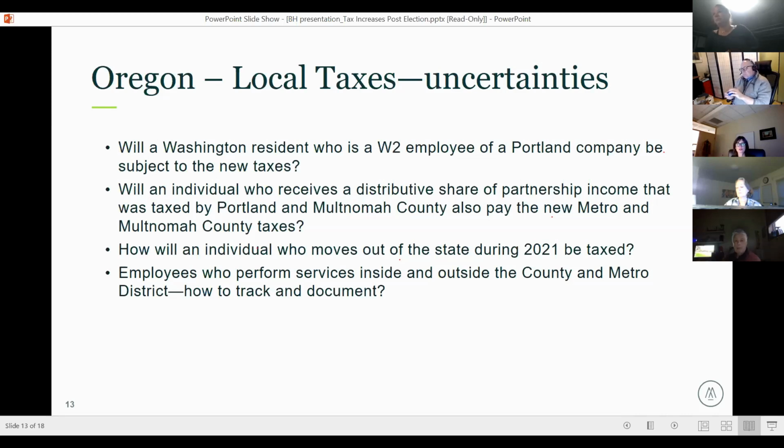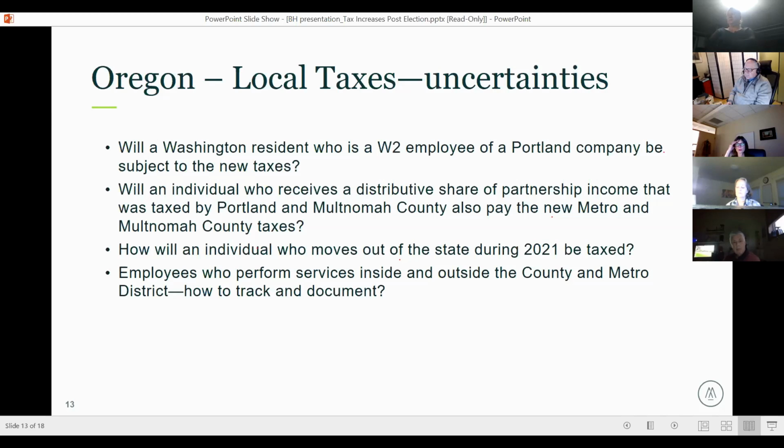Would an individual who receives a distributive share of partnership income taxed by Portland Multnomah County also pay the new Metro and Multnomah County taxes? So for Metro, we've got an answer there. The piece that's already been taxed at the Metro level for the supportive housing services tax will not be taxed at the individual level. But to the best of my understanding right now, the Portland business license tax, the Multnomah County business income tax, and the supportive services tax are three separate taxes. So each one of them would apply to a partnership that does business in the jurisdiction.